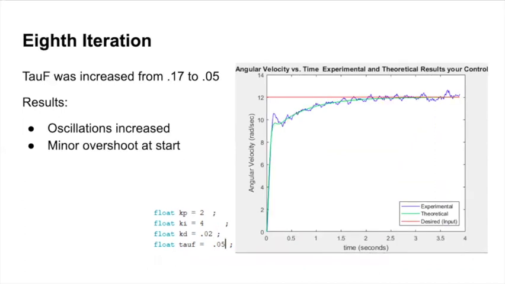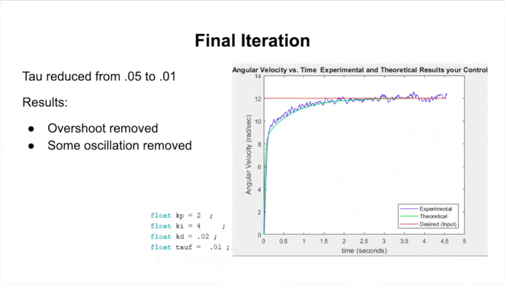And so tau F was changed. We didn't see too much of a fix in that, and we saw more oscillations. So then tau was reduced and it fixed just about everything. And this was our final iteration. You can see here that the overshoot's gone. Most of the error and oscillations is removed. We got good rise time, good settling time, and all that.